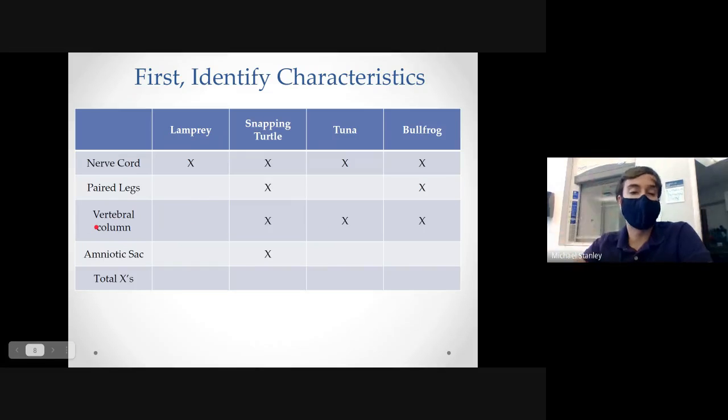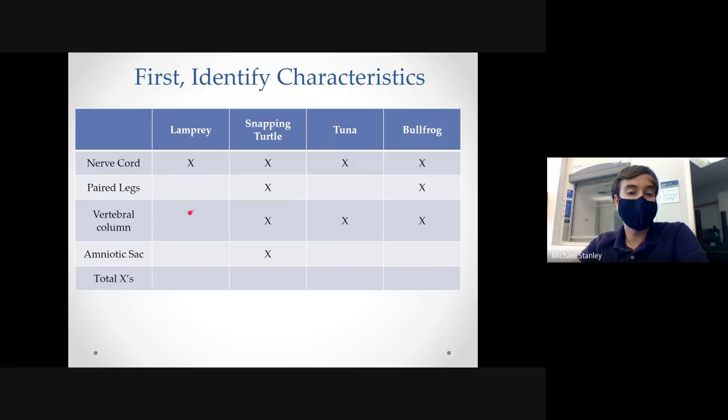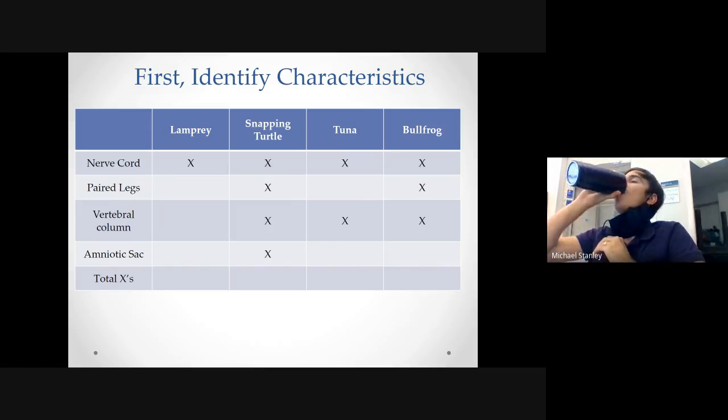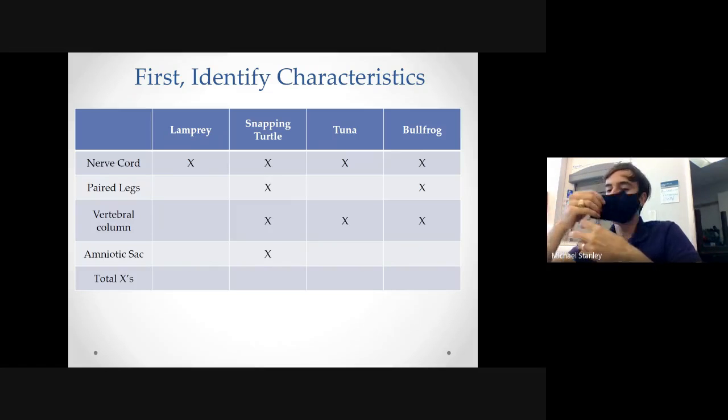Vertebral column, so an actual backbone, our lamprey is missing it, but everybody else has one. And then finally, our amniotic sac. Snapping turtles have an amniotic sac, but none of these other groups do. They're all missing it. They all make the kind of simpler, more basic type of eggs. So once we figure out which characteristic goes with which organism, we then have to go around setting up our cladogram.